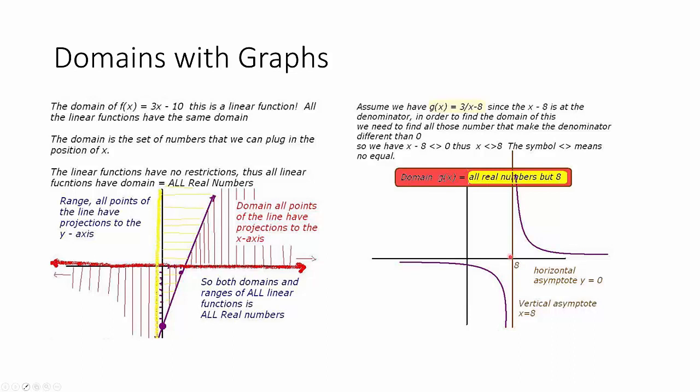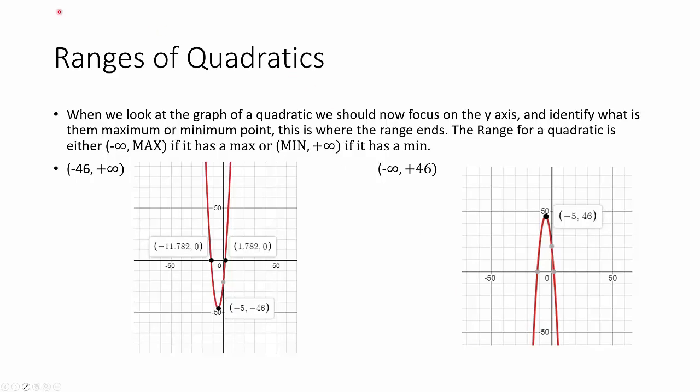Now let's focus on ranges, especially ranges for quadratics. When the parabola that you have has a minimum, let's say the one that you see that is at minus 46, then this is the minimum point that you have. So you focus on the y-axis and you want to see what is the minimum y coordinate that a point can have for this parabola. And this, of course, is the minimum of the parabola, the negative 46.